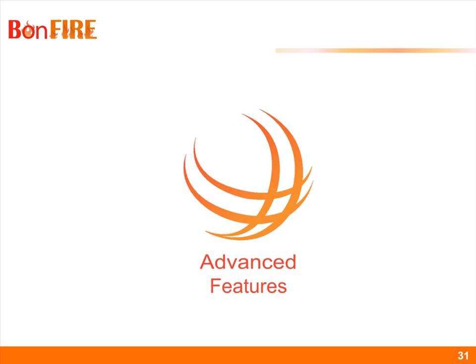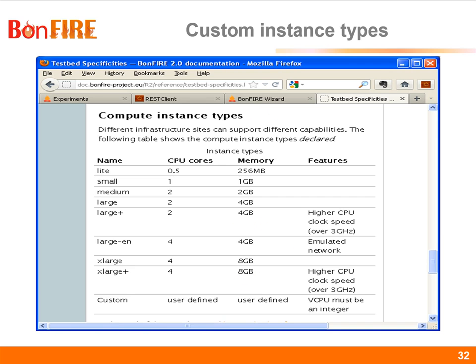Moving on to advanced features. So I spoke previously about a light VM. I didn't quite explain it. You are probably familiar from other cloud sites that you can set up VMs with a sort of predefined combination of CPU and memory. There are some examples here that are supported on BonFIRE. One of them in particular is custom.